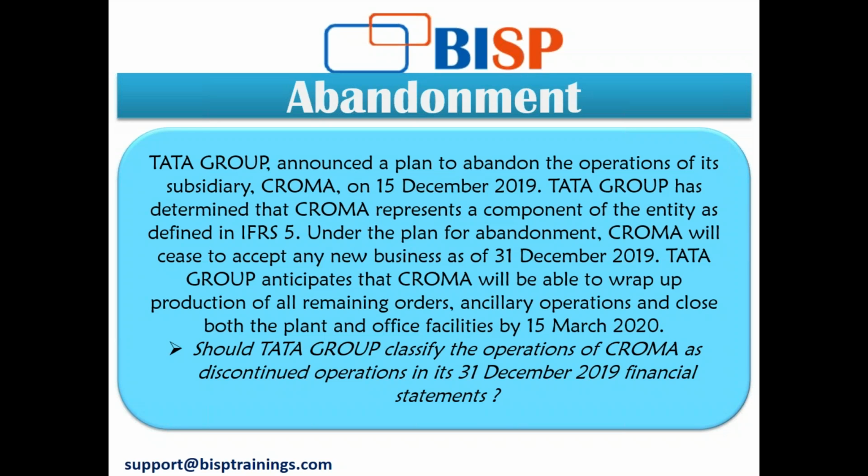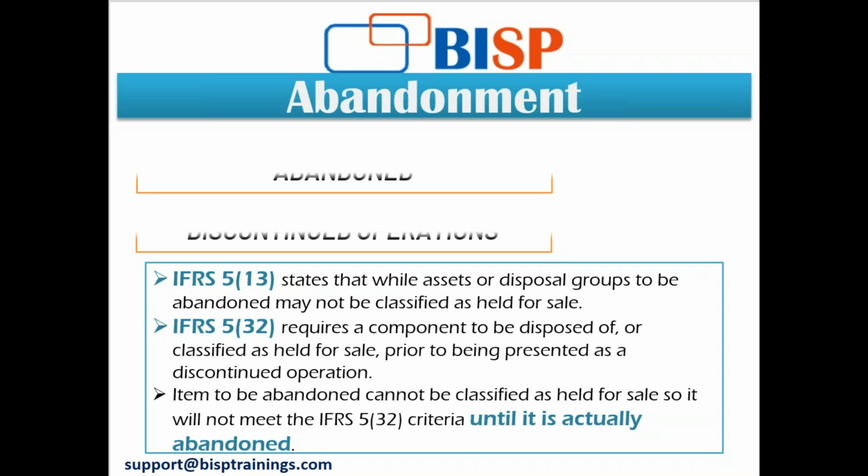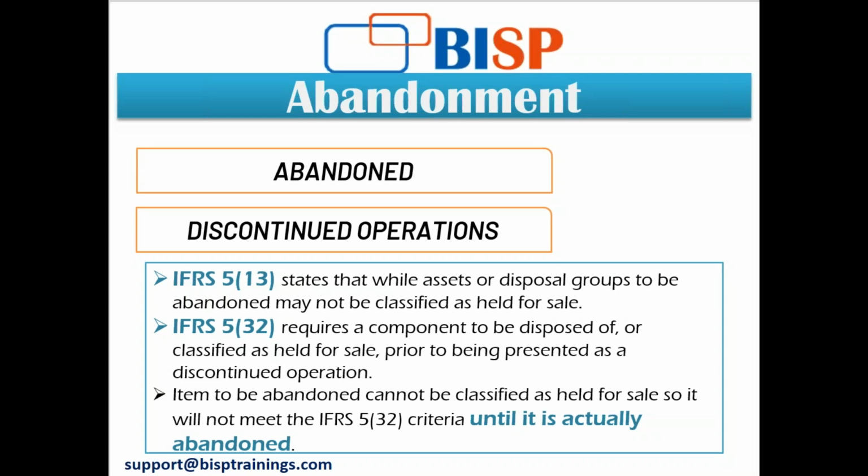So how will I show it in my financial statements? It is actually abandoned and not discontinued operations. So when Tata Group is preparing financial statements for 31st of December 2019, I am not going to classify Chroma under discontinued operations. It is just abandonment. It will be shown as normal financial statements are presented, as any subsidiary parent relationship is presented.